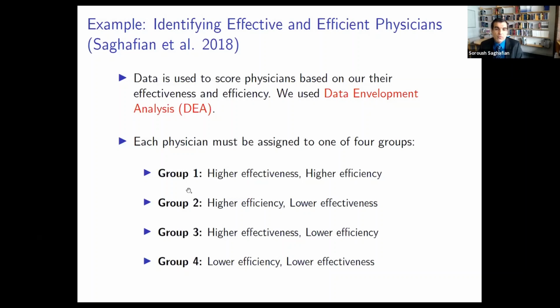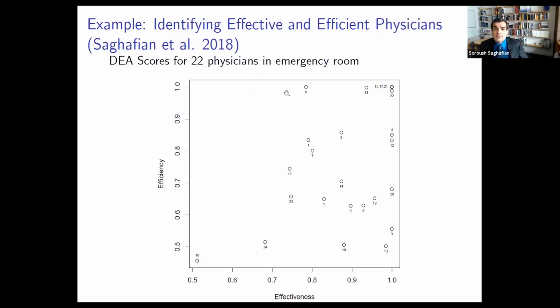So you have group 1 being those that are highly effective and highly efficient. You have group 2, those are physicians that are high on efficiency but low on effectiveness, and so on and so forth. We wanted to identify physicians that are in group 1, for instance, and then you can go to the physicians in the other groups and tell them, if you want to be efficient and effective, here are the things that you need to do, right?